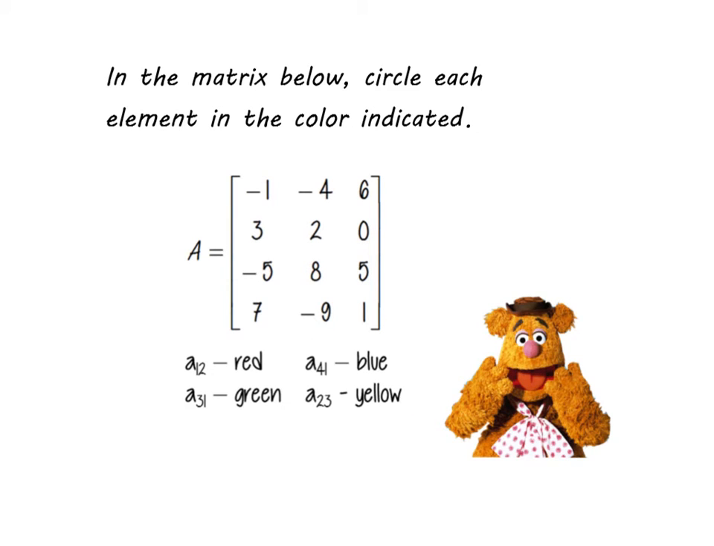This next example says, in the matrix below, circle each element in the indicated color. So the first one says for A12, red. So remember, the 12 means the row is 1, the column is 2. So this is row 1, this is column 2, and so if you look, where those overlap is that -4, so -4 would be that element.